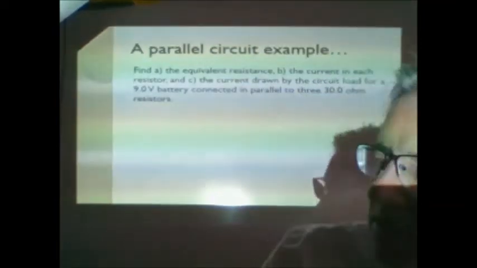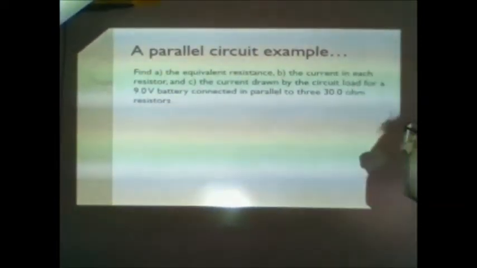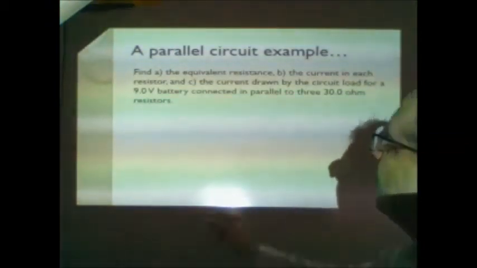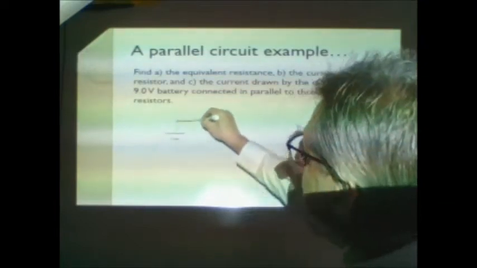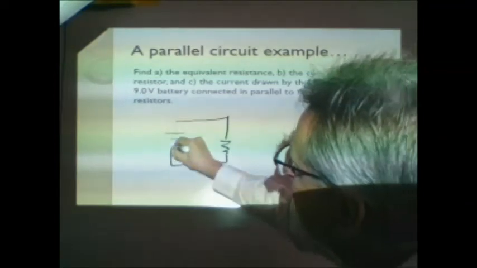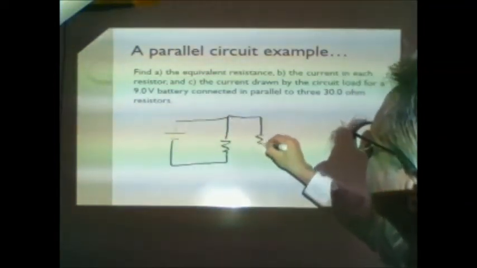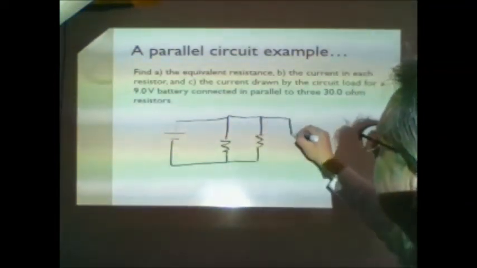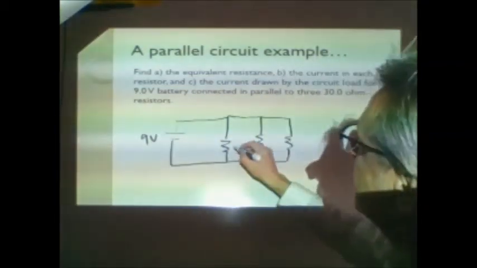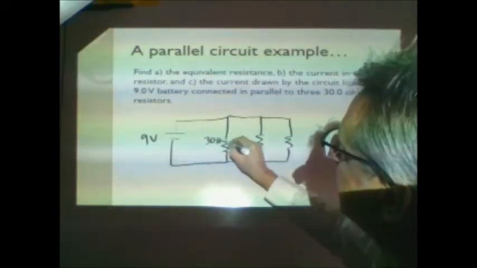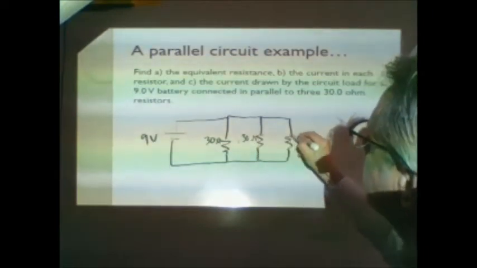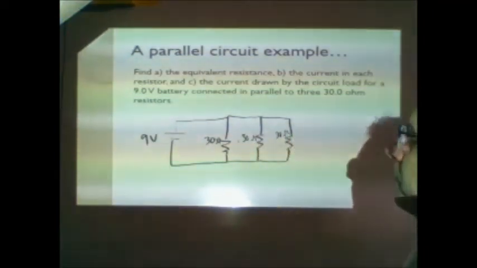Let's take a look at this example. So we have a 9-volt battery, and we have three 30-ohm resistors connected in parallel. So this is 9 volts, and each one of these are 30 ohms, 30 ohms, and 30 ohms.